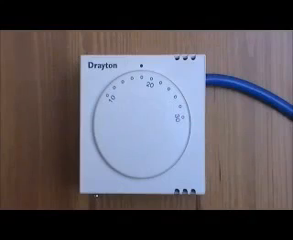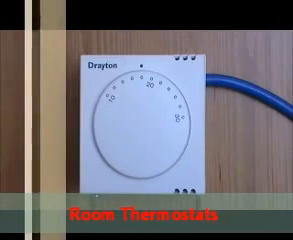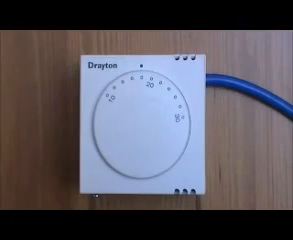This is a Drayton RTS1 room thermostat. It's very much a simple dial type of thermostat. Now, a room thermostat simply switches the heating system on and off as necessary. It works by sensing the air temperature, switching on the heating when the air temperature falls below the thermostat setting, and switching it off once this set temperature has been reached.